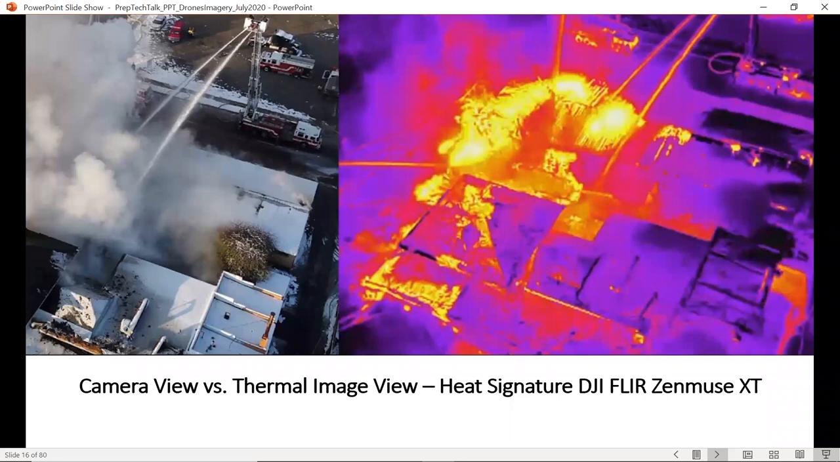Here's another example of that thermal view. And on the left, you can see the smoke is blocking a lot of the vision. On the right, you can actually see the thermal signature and the firefighting, the fire as it's happening. And you can also see master streams being applied to determine if they're in the appropriate place.